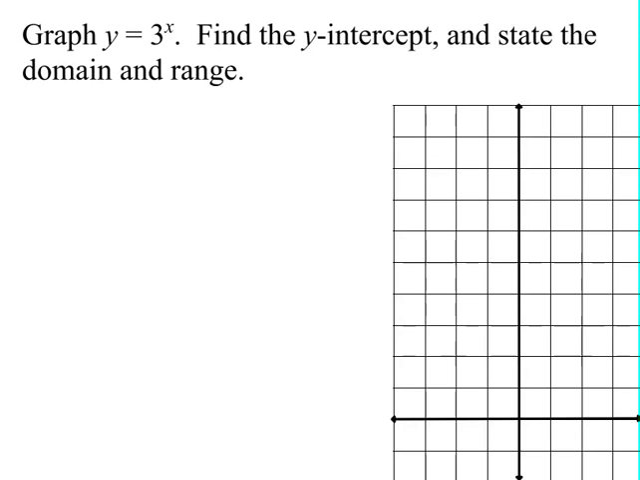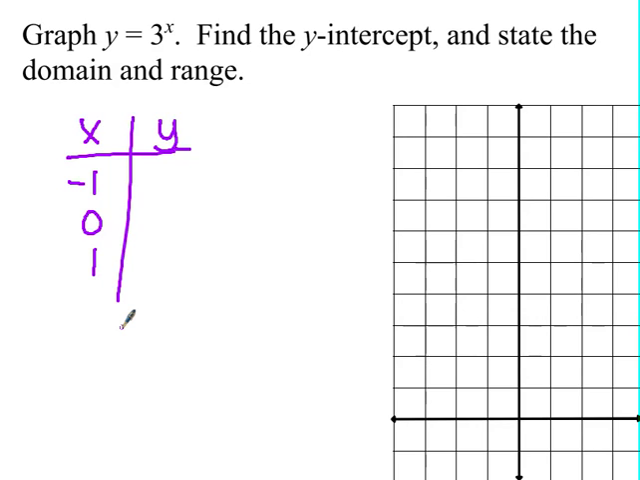So let's go ahead and look at this one. It says graph y equals 3 to the x. Find the y-intercept and state the domain and the range. Okay, so when we graph these, we're going to use an xy chart, or a t-chart, you might have heard it referred to. That's what you're going to do on every one of these. The three numbers you're going to let x equal are -1, 0, and +1.